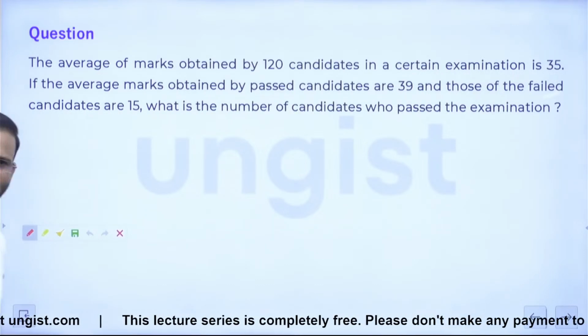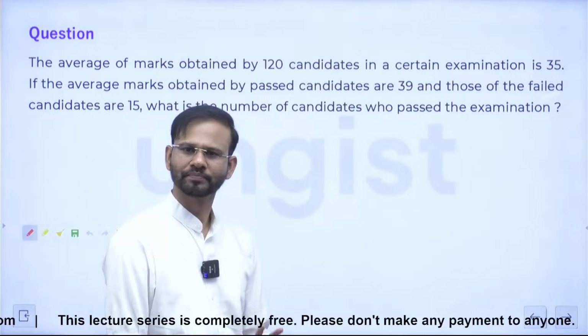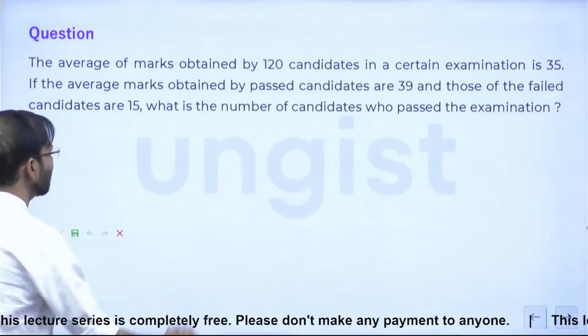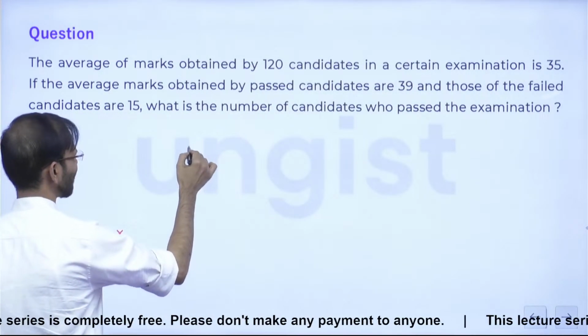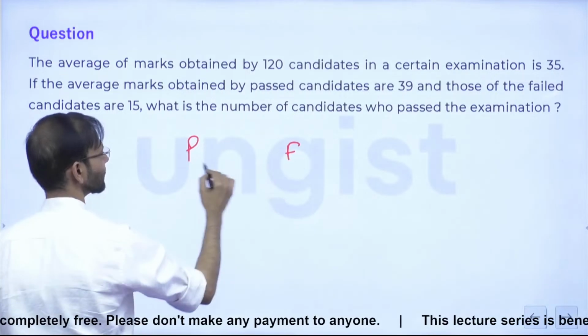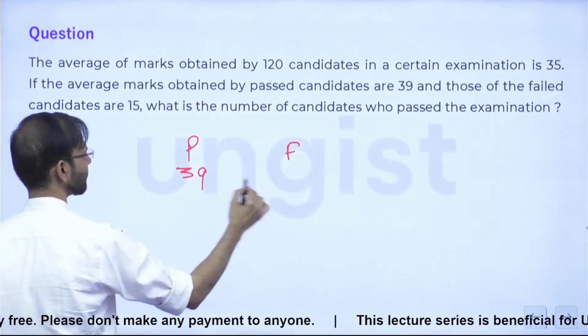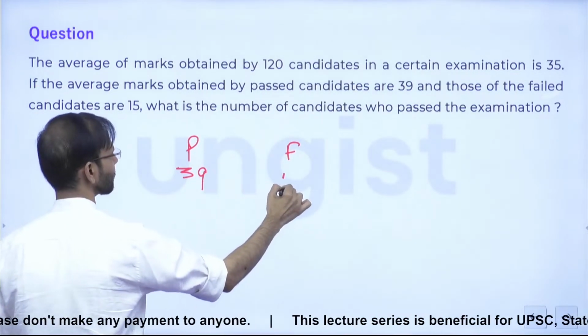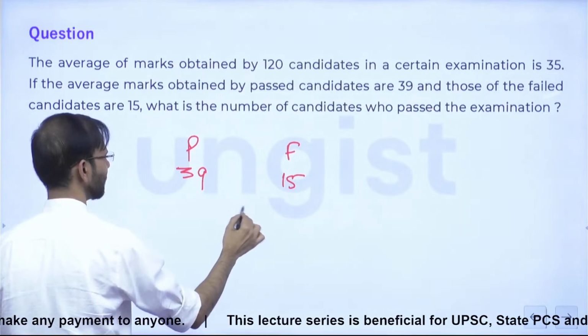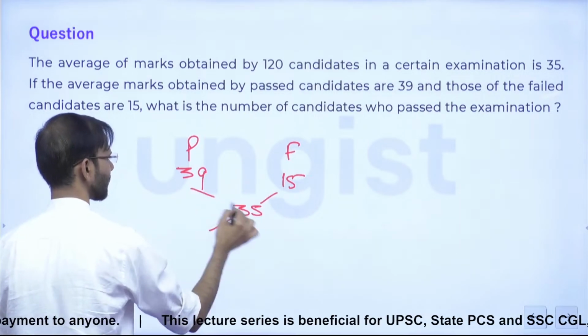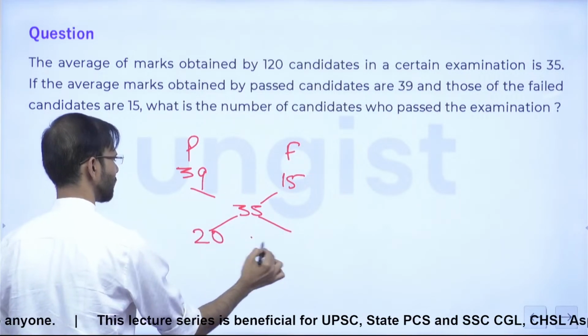Yes everyone, clear? हो गया, done? All of you? नहीं? देखिए, the question is saying the past candidates and the failed candidates. The passed candidates are getting 39 and the failed candidates are getting 15. And the average is 35. So this is 20 and this is 4.